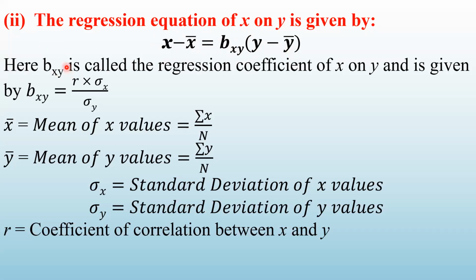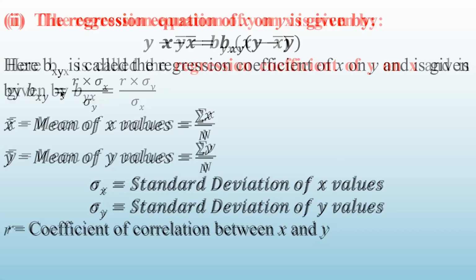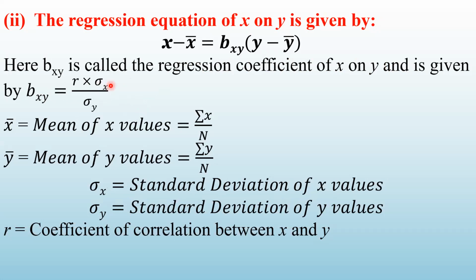Where bxy is called the regression coefficient of x on y. It is given by bxy equal to r into sigma x in the numerator and sigma y in the denominator. When I'm talking about bxy, it is r into sigma x upon sigma y, whereas when I'm talking about byx, it is r into sigma y upon sigma x. So for byx, sigma y will come in the numerator. When I'm talking about bxy, sigma x will come in the numerator. So bxy is equal to r into sigma x divided by sigma y.